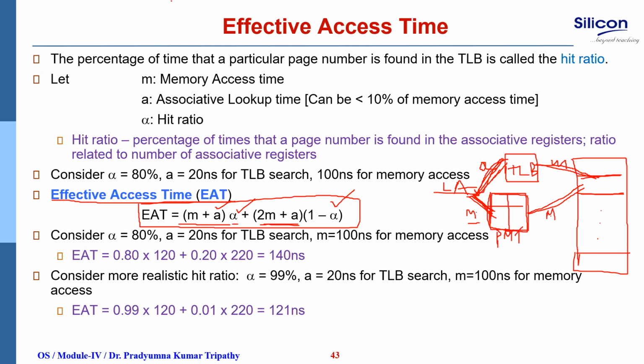Because the PMT is inside the memory, we search in the PMT, M time, we got an address and again search in another memory location, M time, plus the amount lost because of searching in TLB, which is A. So it is 2M plus A.